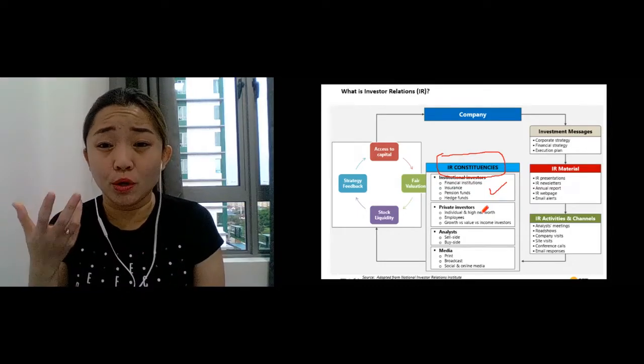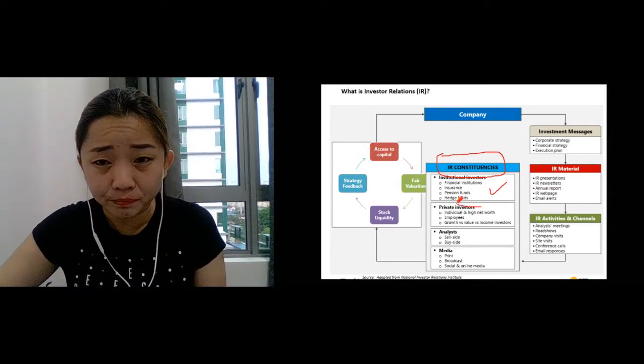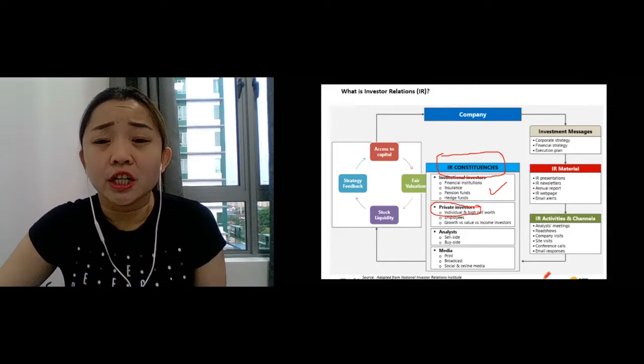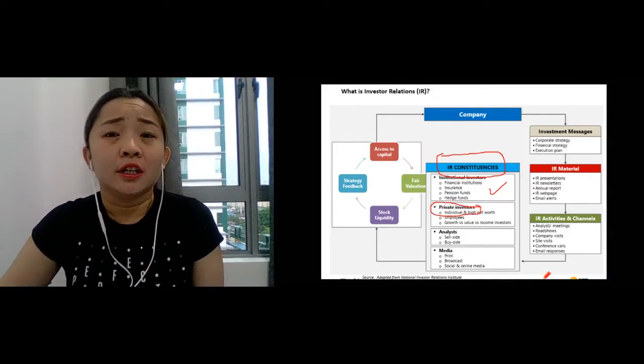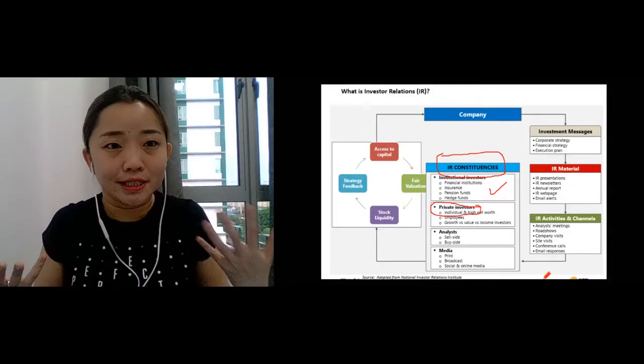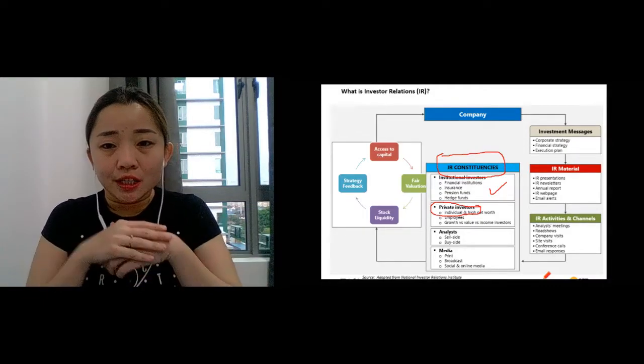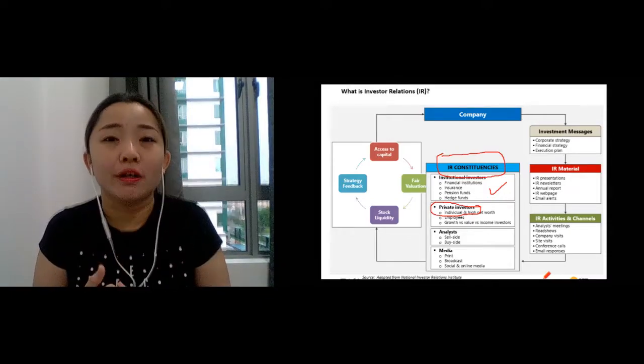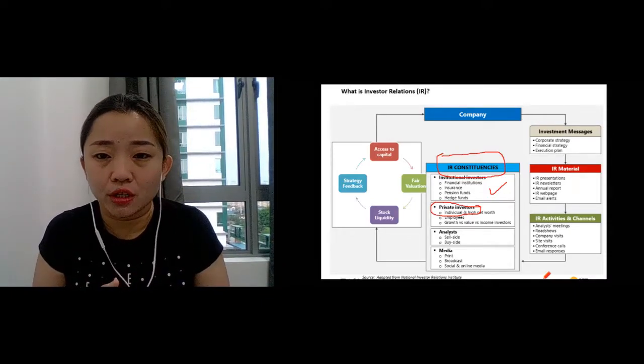And of course, you work with private investors. I mentioned before, individuals who are of high net worth. That means they have a lot of money to begin with, right? So a private investor could be anyone as long as they have money to invest into your company.